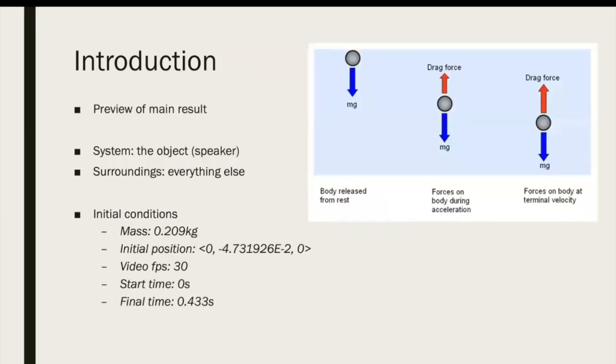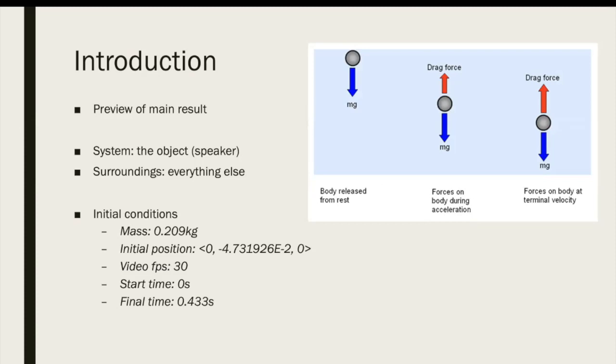The preview of the main result is in the picture on the right. The body is released from rest with gravity, and the forces on the body during the acceleration are gravity and the drag force pointing upwards. The gravity is pointing downwards, and the body tends to speed up because of gravity, and the drag force will also increase. In this lab, the system is the object with the speaker that I will release later, and the surroundings are everything else.